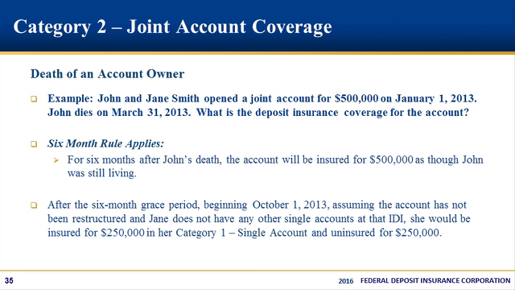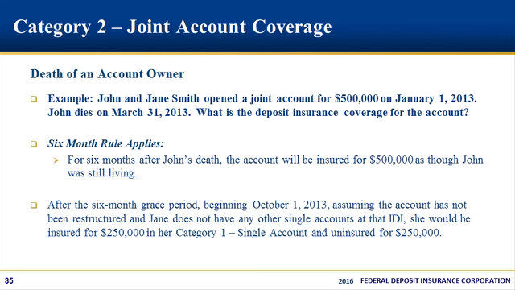On this slide, we will look at an example of the impact of the death of an account owner and the application of what we described on slide 12 as the 6-month rule. Let's assume John and Jane Smith had opened a joint account for $500,000 on January 1st, 2013. John dies on March 31st, 2013. What is the deposit insurance coverage for the account now that John has died?